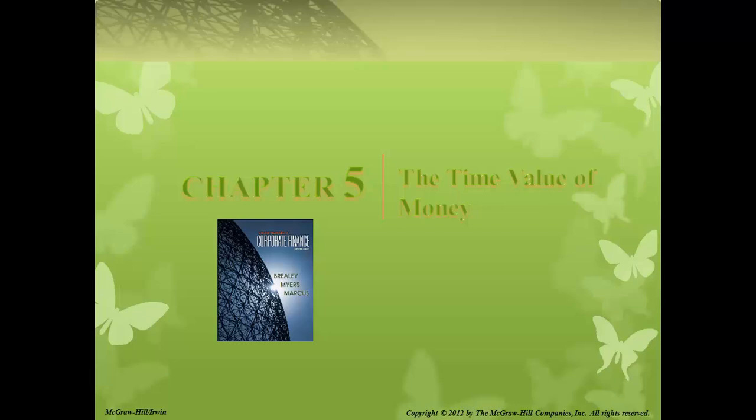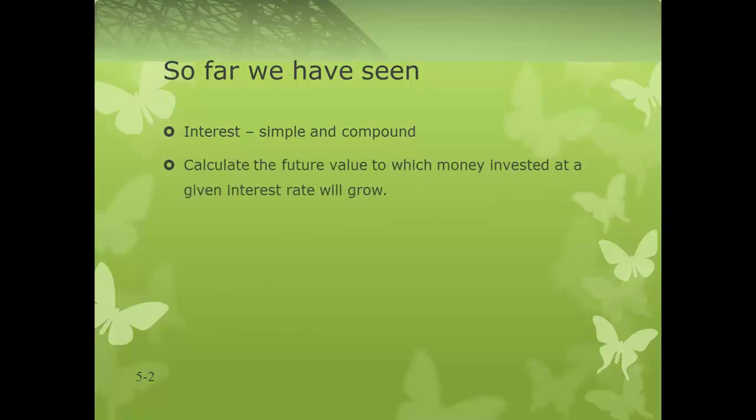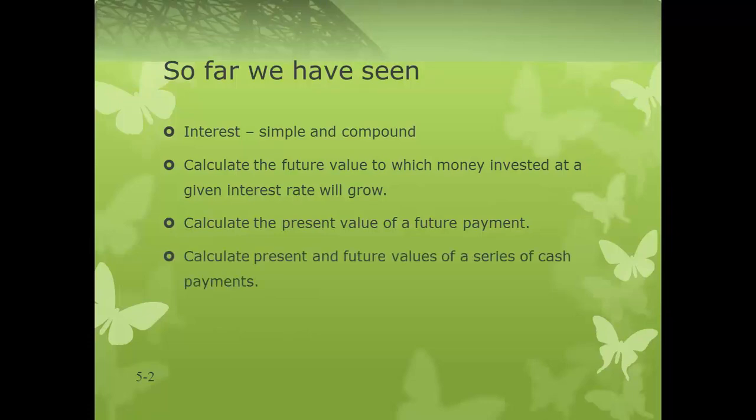Chapter 5, Time Value of Money. This is Part 2, Subpart 1. So far we've seen that interest can be calculated by simple and compound routes. We've also calculated the future value to which money invested at a given interest rate will grow. We've calculated the present value of future payments, and we've calculated the present and future value of a series of cash payments.